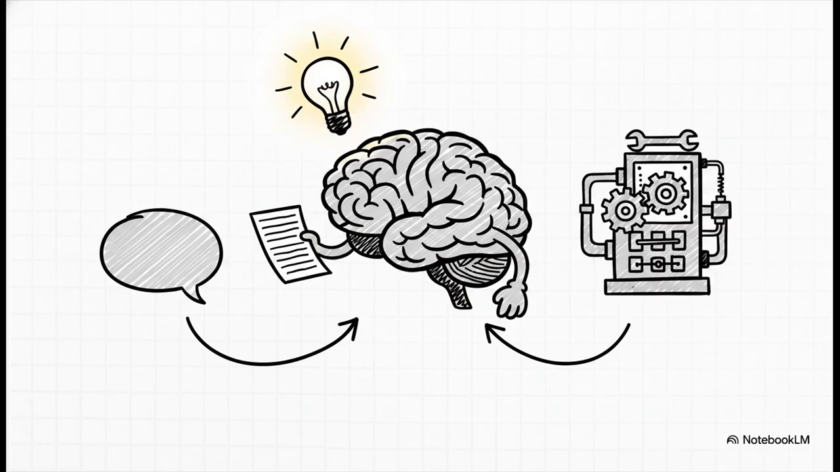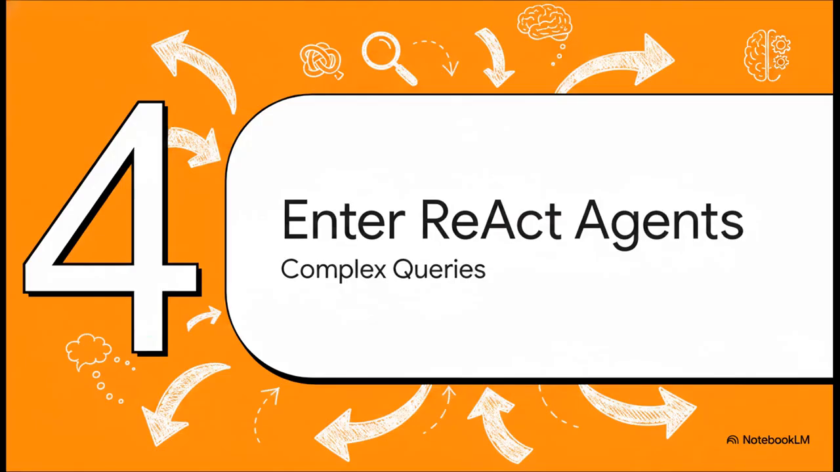By routing requests properly, tools condition saves you a massive amount of tokens and compute. It completely stops the AI from spinning up unnecessary tools for simple, everyday questions. Which brings us to section 4, enter React agents.